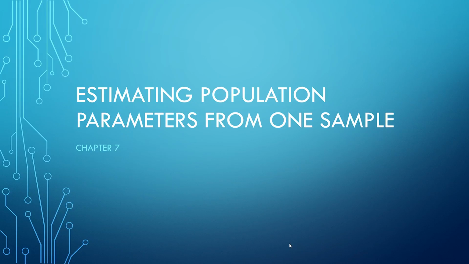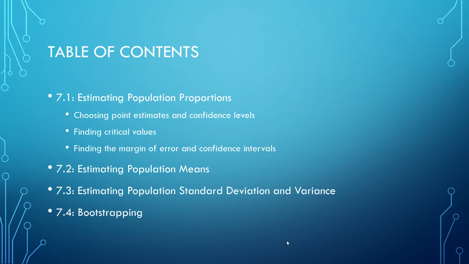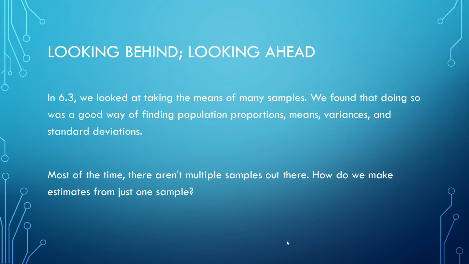Let's get to it. We are now looking at estimating population parameters from a single sample. So we'll get more to the table contents later, but basically, we are going to take an idea that was raised in the previous chapter and run with it.